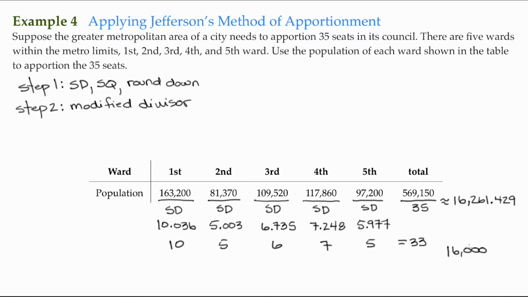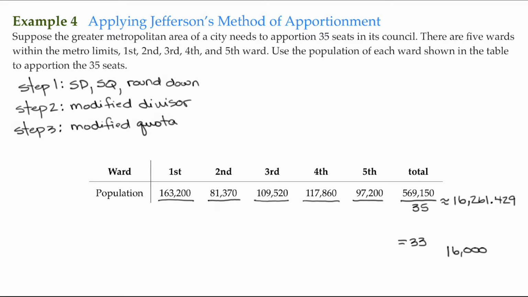So now if I use the modified divisor into each one of here, we'll come up with our modified quota, and that's what step 3 is. We come up using the modified divisor, gives us modified quotas. So we'll do that. So we use the modified divisor here of 16,163,200 divided by the modified divisor of 16,000. And this will give us a modified quota of 10.2.